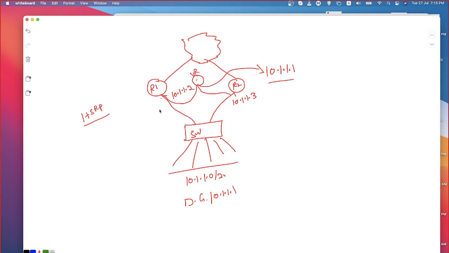The advantage of going for this, what is the advantage? When I have two routers enabled with HSRP, one of the routers is going to take the role of active, the other one is going to take the role of standby. The meaning of active is, whichever device has taken the role of active will be responding for the virtual IP address. Whichever router has taken the role of standby will be checking the availability of the active router, but it will not be responding to any of the requests. You understand what I'm saying?